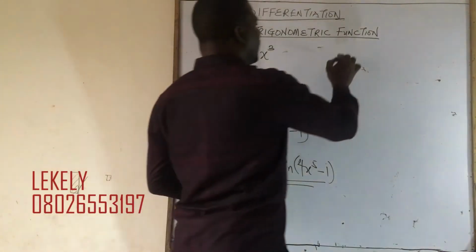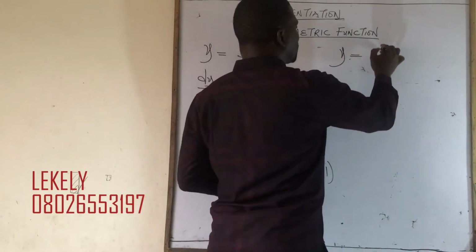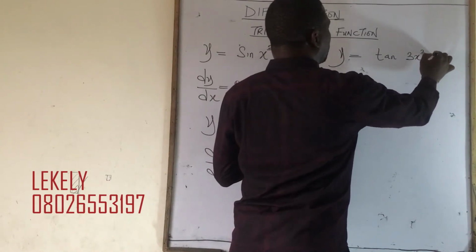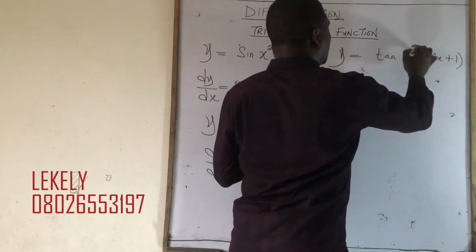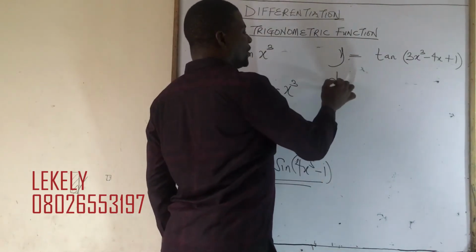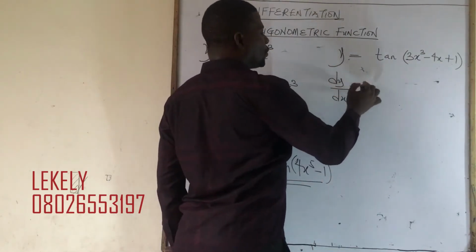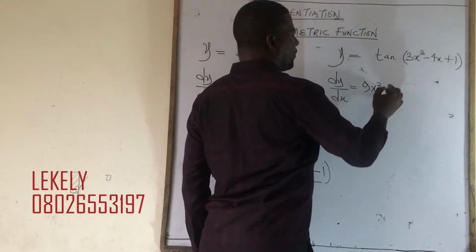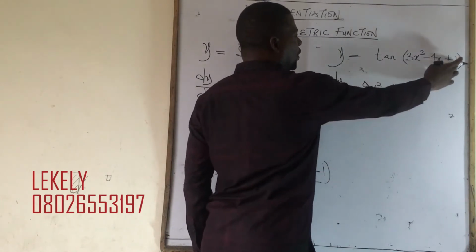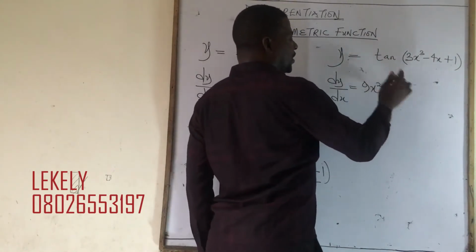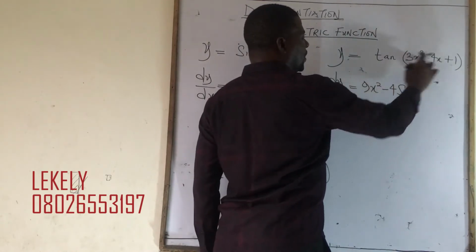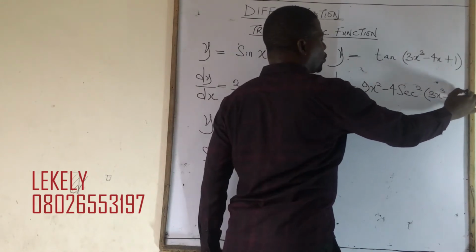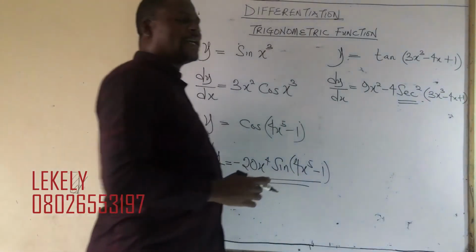Straightforward. Now if I have y equals tan of (3x cubed minus 4x plus 1), let's say you have something like this. To get your dy/dx, it is going to be: differentiate 3x cubed, that will give you 9x squared. Differentiate minus 4x, that will give you minus 4. Differentiate 1, 0. Now if you differentiate tan, it will give you sec squared. Then rewrite the bracket, 3x cubed minus 4x plus 1. That's your final answer. You see that?